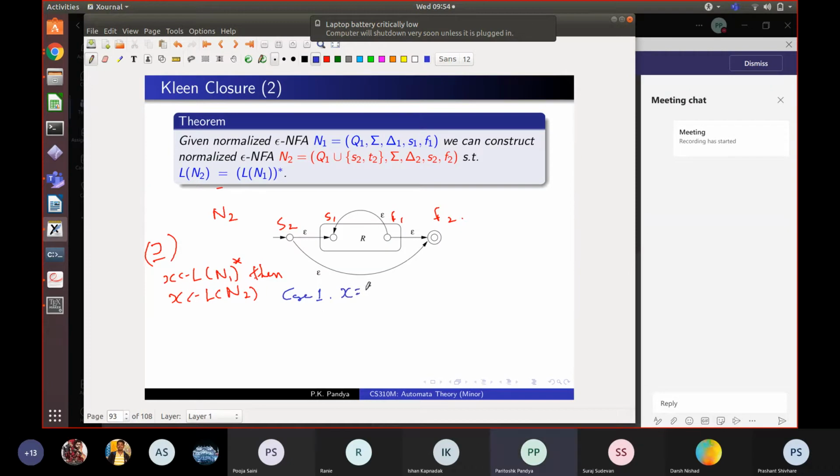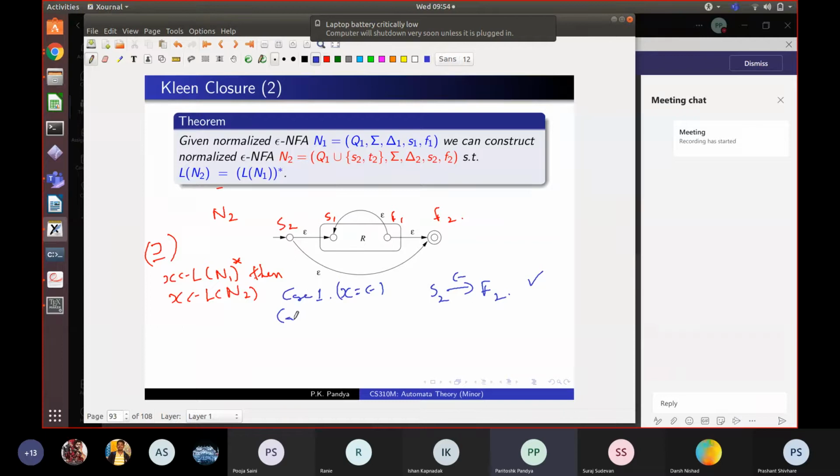Case 1. X is equal to epsilon, because epsilon always belongs to the Kleene closure of any set. In that case, my automaton N2 should accept epsilon, and it does accept epsilon, right? Because you can start from S2 and on an epsilon, you can go to F2. So you have a run from the start state of N2 to the final state on epsilon, which means epsilon belongs to the language of N2. And we have proved the statement when X is equal to epsilon.